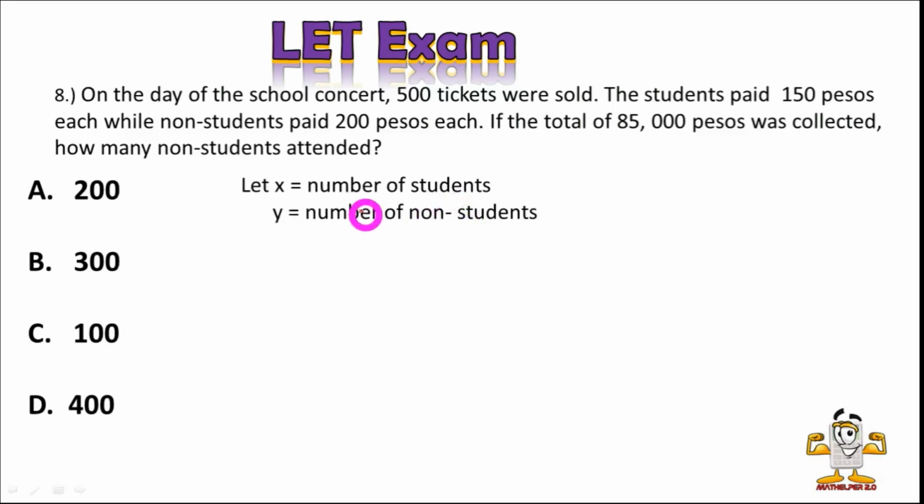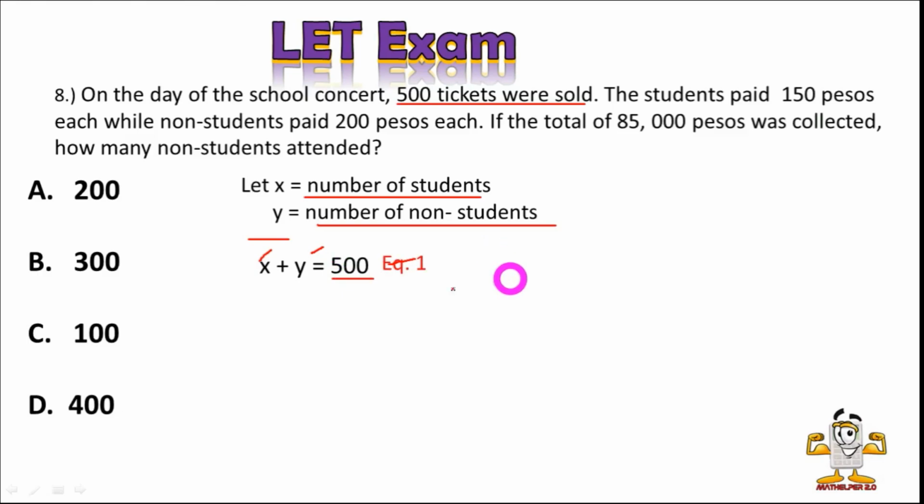So let x be the number of students, then let y be the number of non-students. So according to the problem, 500 tickets were sold. So yung students at saka yung non-students is equal to 500 in all. So yun po yung nasa concert is 500 lahat. So next is, this is our equation 1.